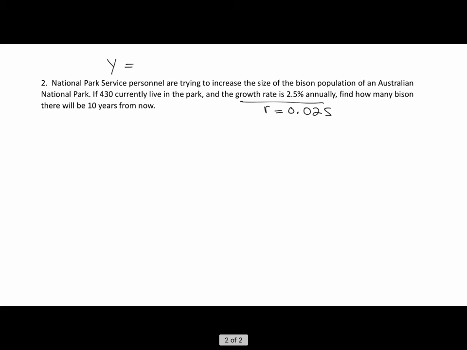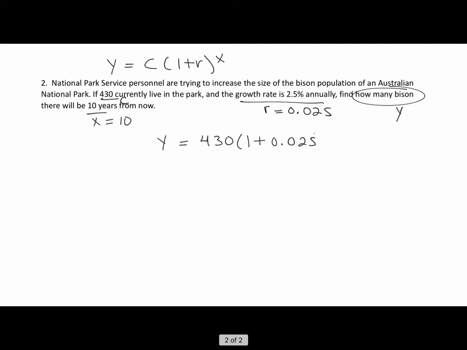So I know that this is exponential growth. I'm going to be using the formula for exponential growth. Let me underline some numbers here. Find how many in the future, so that's y. That's what we're looking for. Currently, there's 430, so that's the current population. We got the growth rate. And the number of time intervals, they give us straight up 10 years. So let's put that into the formula. Current 430 times 1 plus the rate raised to the number of time intervals.